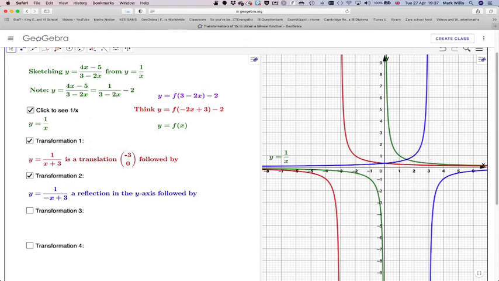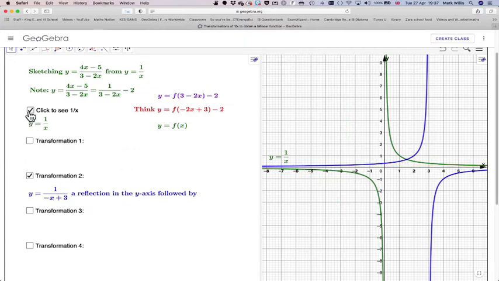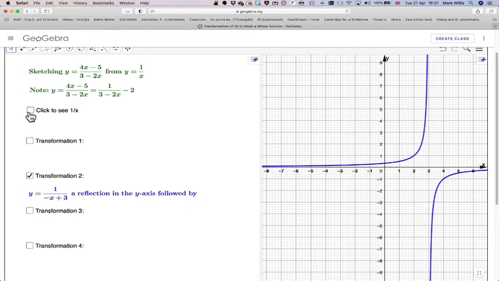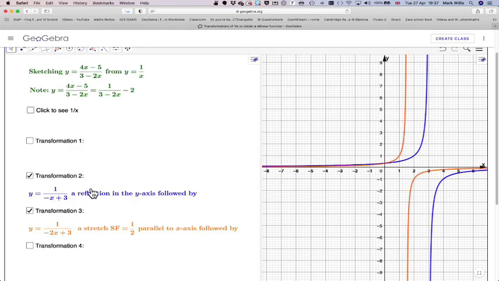Okay, so if we remove transformation 1, and perhaps remove transformation 2, then the next thing we're going to do is put that 2 in front of that x. Now that has the effect of stretching it parallel to the x-axis. Okay, so what you can see is that's the blue graph. Everything becomes halfway.